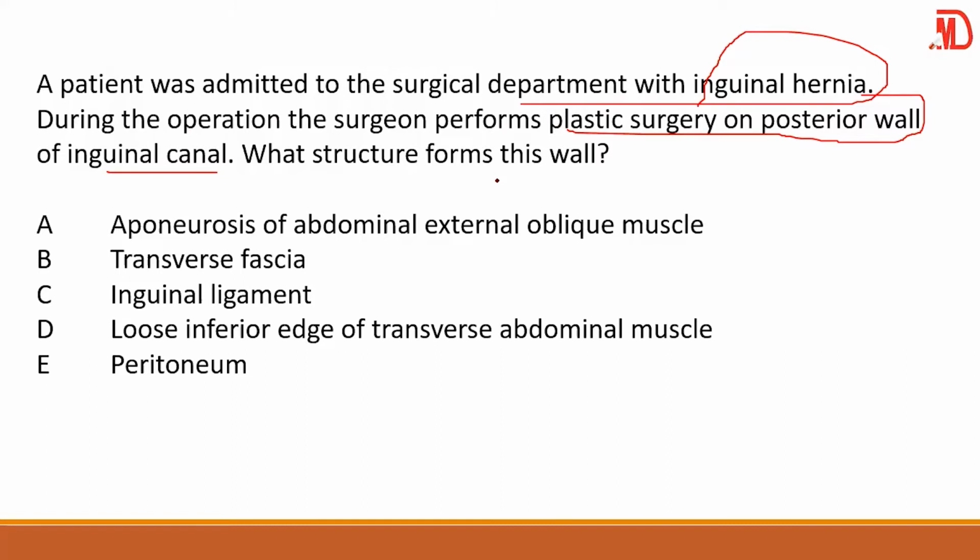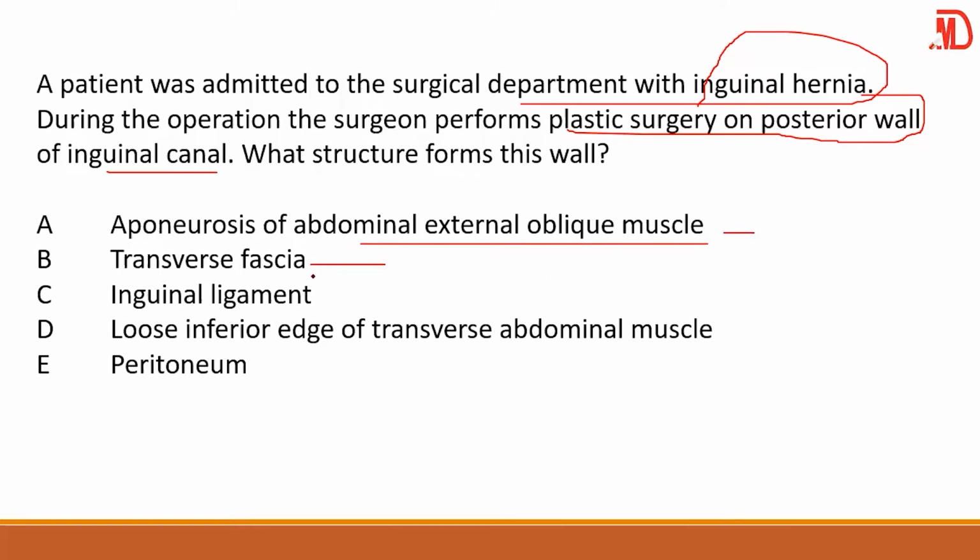So anteriorly, I hope you are writing. Anteriorly, we have the aponeurosis of the external and internal oblique. These are there. So aponeurosis of external oblique will be what? Anterior. Good. Then we have posterior. We have the transversalis fascia. So this is what? Posterior.